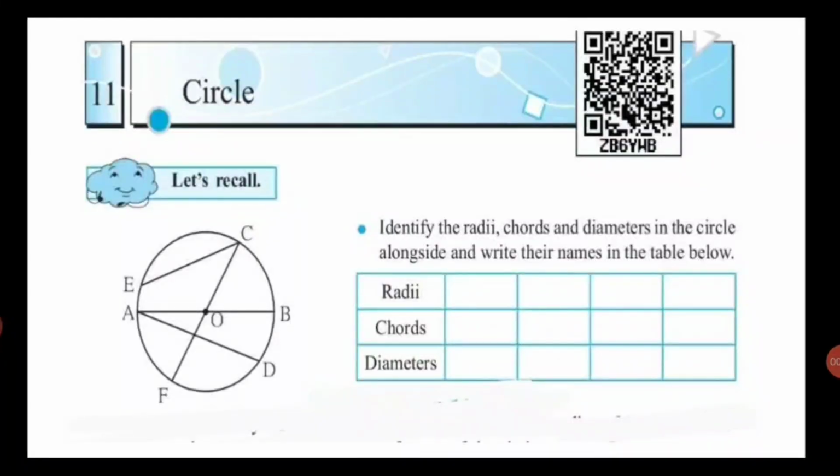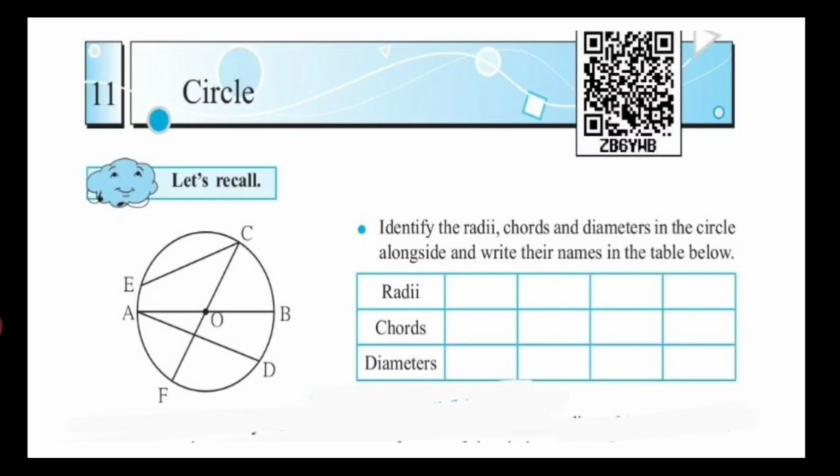Lesson number 11, Circle. In the beginning of the lesson, there is one activity. Let's recall. We have to recall from our previous standards what we have learnt about circle. Identify the radii, chords, diameters in the circle alongside and write their names in the table below. So for identifying, you should know what we mean by radii, chords and diameters. First we have to write the names of radii.